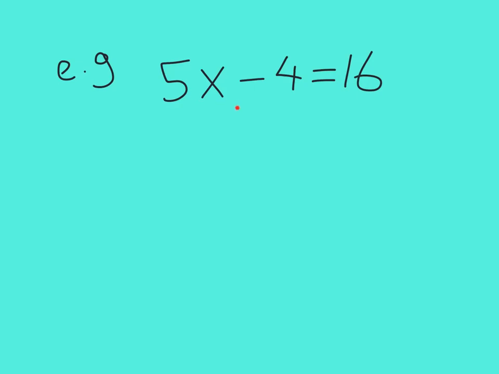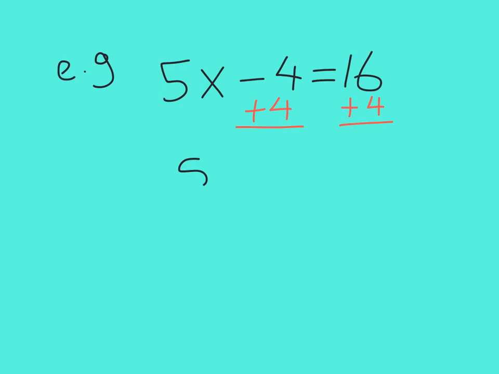Here I have 5x, this minus 4, and I have 16. So I need to have a look at this and think, what exactly am I going to do here? Well, what's the opposite operation of take away? It's plus. And if I add 4 to that, I'll get that to be 0. Now, if I do that to one side, I must do it to the other. Okay, now let's go and try and fix this equation.